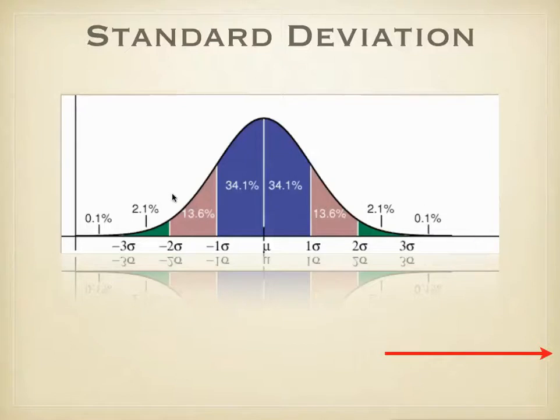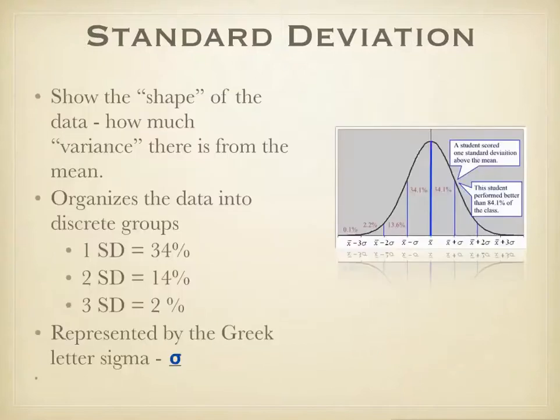But for our purposes, 1, 2, and 3 standard deviations above and below the mean pretty much explains most of the individuals in a particular population set. Here's another slide, just summarizing what I just noted in the previous slide. If you can remember these numbers, 34%, 14, and 2, for the number of folks who are in the first, second, and third standard deviations above and below the mean.